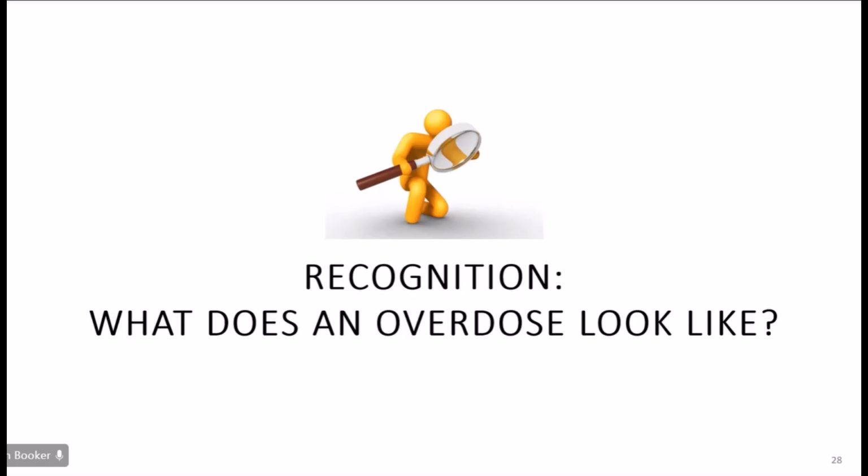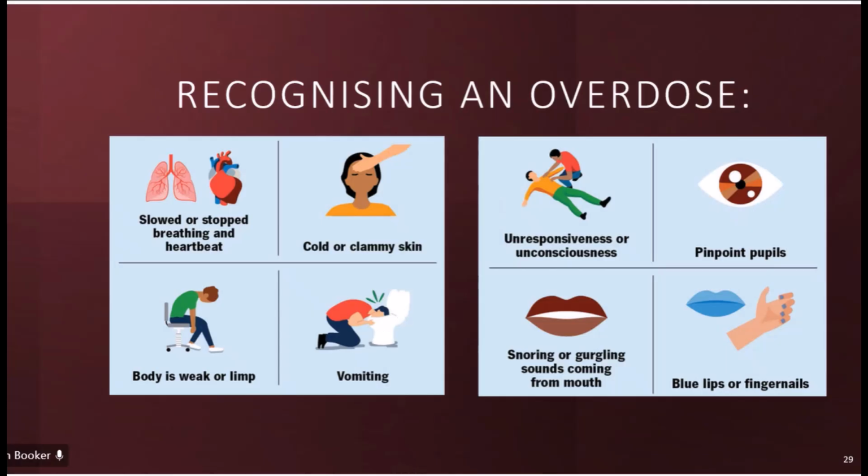What does an overdose look like? These are the signs. To recognise an overdose, it would show slow or stopped breathing and heart rate, cold or clammy skin, body is weak or limp, vomiting, unresponsiveness or unconsciousness, pinpoint pupils, snoring or gurgling sounds coming from the mouth, blue lips or fingernails.